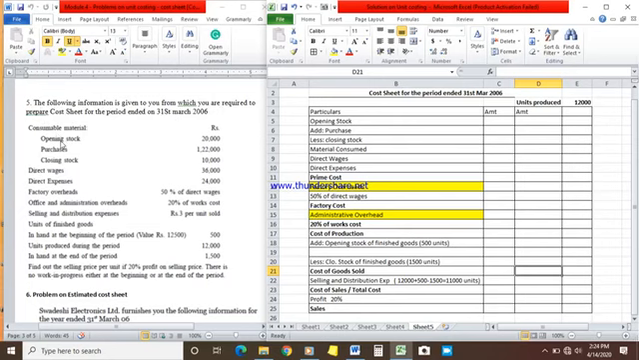Consumable material is given: opening stock, purchase, closing stock, direct wages, direct expenses. Here also you are given factory overhead recoverable as 50% of direct wages. Office and administrative overhead is given as 20% of works cost. Selling and distribution expense is given as 3 rupees per unit sold. The details of finished goods units are given here. The opening stock of finished goods value is 12,500 and 500 units are still available. The units produced during the period are 12,000, and units in hand at the end of the period, which means the closing stock of finished goods, are 1,500 units.